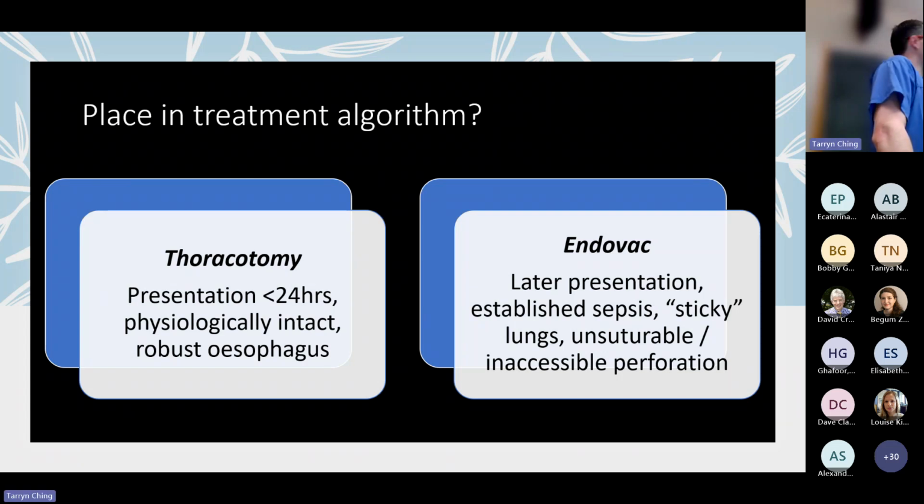I think reasonable things to say are, if you get someone who's early and well and physiologically relatively intact, and you can reach the esophagus and stitch it and be comfortable that it's likely to heal, you should probably be operating on them and repairing it. If you get someone who's in a heap, that's really going to struggle to get through a thoracotomy, or their lungs are going to be stuck because it's 3 or 4 days down the line, or you can't reach the bit of the esophagus because it's an anatomically challenging area, then endoscopic therapy is your friend.